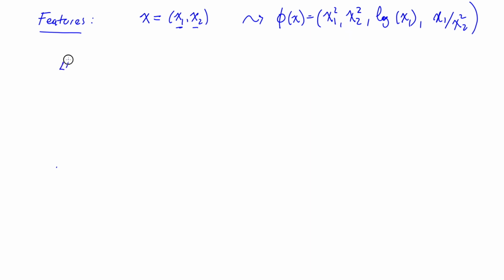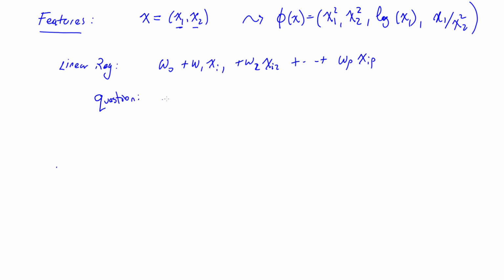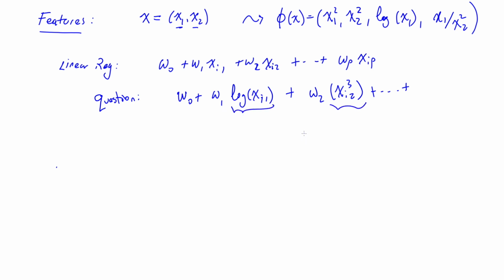Okay, so here's a good question. If I have linear regression, we know that linear regression is W0 plus W1 xi1 plus W2 xi2 all the way up to WP xip, right? This is linear regression. So my question is, can you do something like this: W0 plus W1 log of xi1 plus W2 xi2 cubed, for example, and so on and so forth? In other words, can I transform my x's? And the answer is yes.